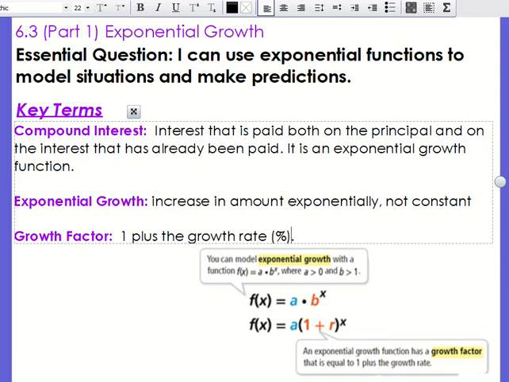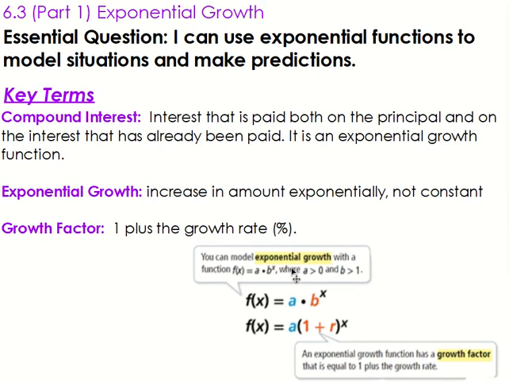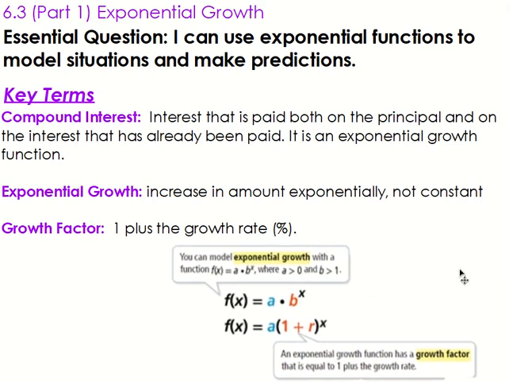And then for a compound or like exponential growth, we have f of x equals a parentheses 1, there's our 1, plus our rate. R stands for rate. And then we raise that whole thing to the power of our x, okay? And this is where we have our growth factor, okay?